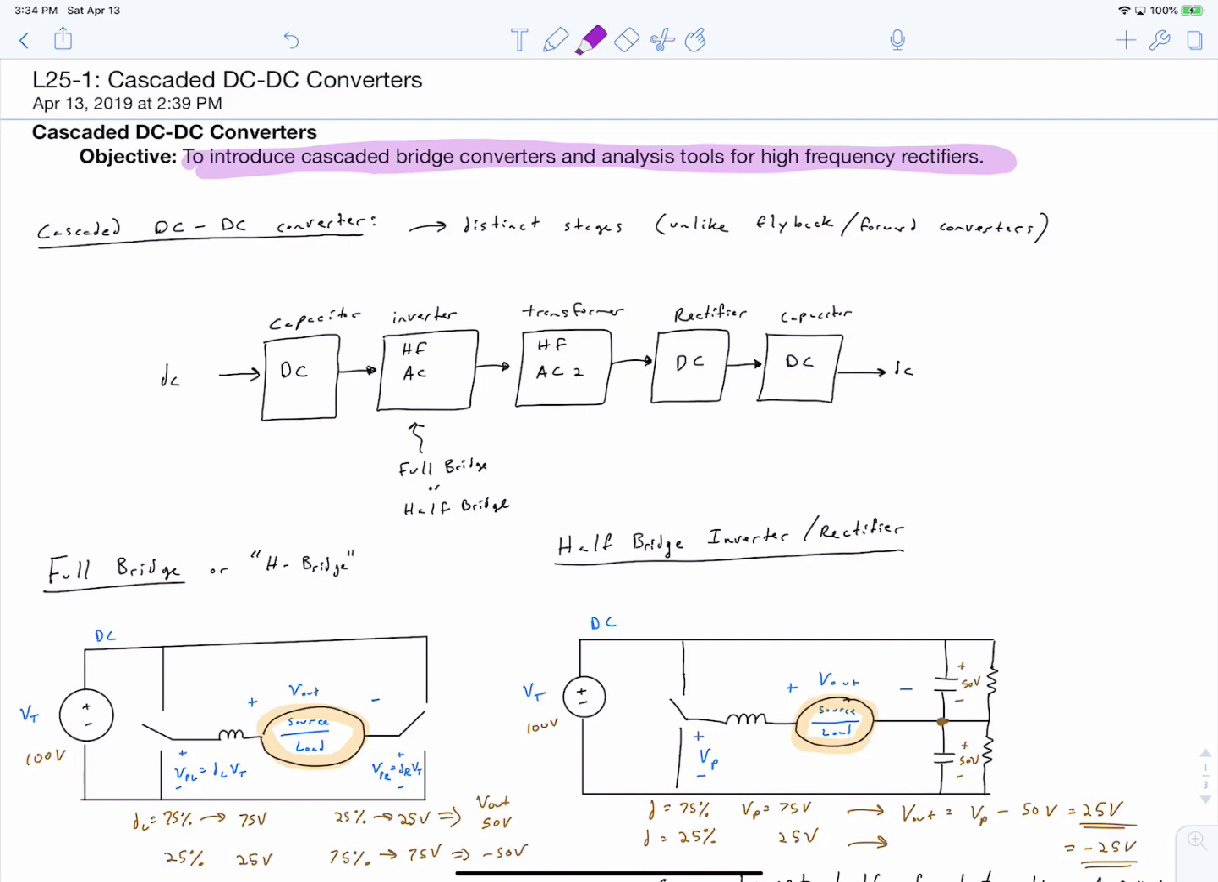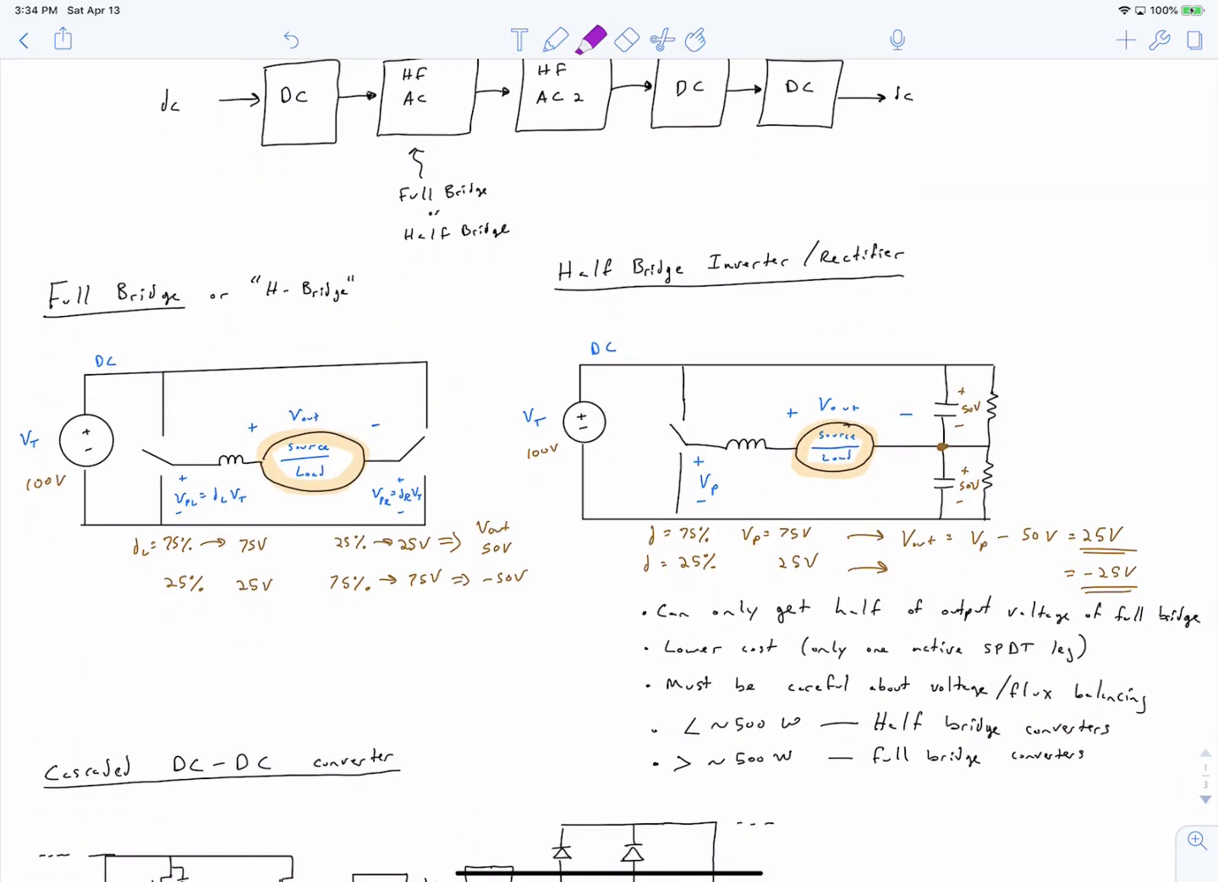So in summary, this video has introduced the cascaded bridge converter structure as well as analysis tools to study high-frequency rectifiers. We've commented that the cascaded DC-DC converter structure is fundamentally different from the flyback and forward converters that we've talked about previously because it has distinct stages for each step of the DC-DC conversion process. We've reviewed how the full bridge converter works, and we've detailed how the half-bridge inverter/rectifier works by having a passive voltage divider stage in place of an active single-pole double-throw converter.